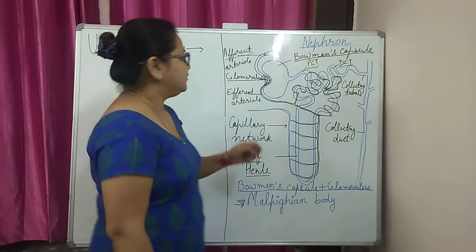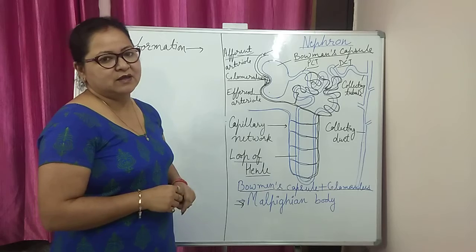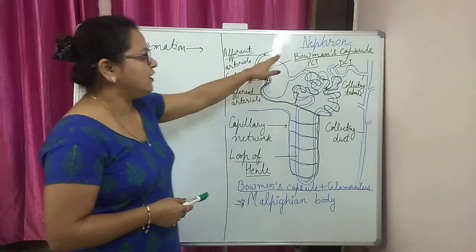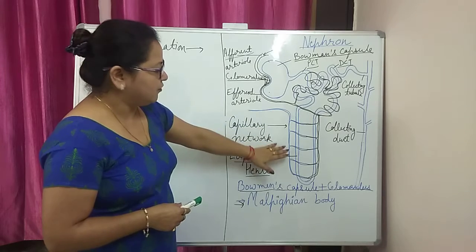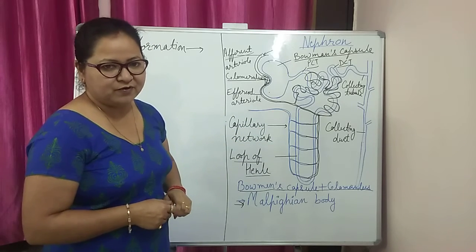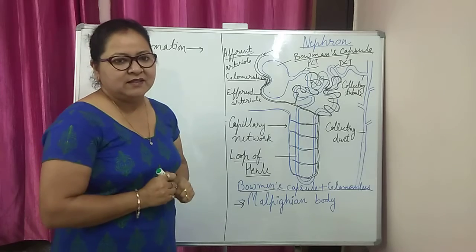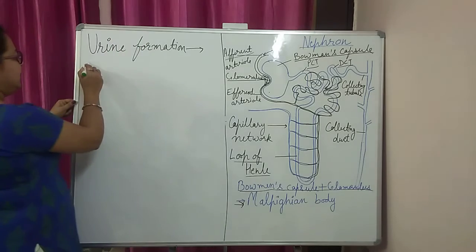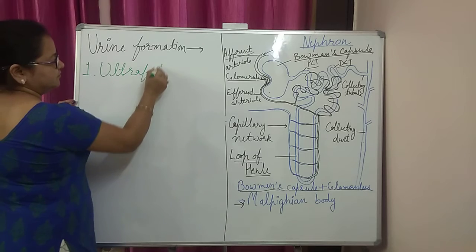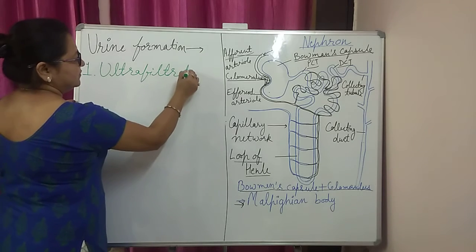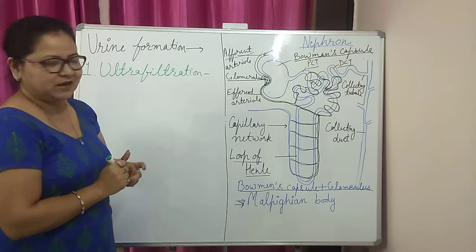Urine formation, as you know, takes place in the kidney, and the kidney has about 1 million units that are called nephrons. I have already explained the structure of the nephron. If we study the different steps in urine formation, the very first step is called ultrafiltration. What happens in ultrafiltration, or where does this process take place?